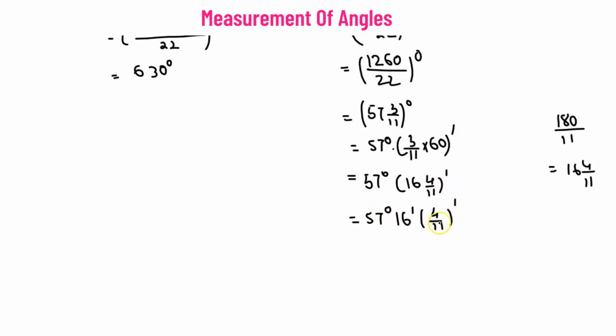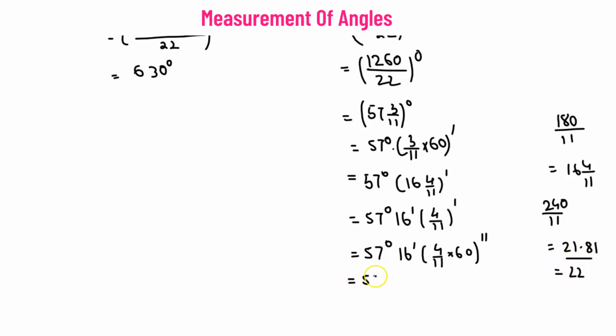Now we also want to convert the fraction 4 over 11 to seconds. All we have to do is multiply 4 over 11 with 60, and this will convert the minutes into seconds. Now we have 60 times 4, that's 240 over 11, and that will be equal to 21.81. So we'll take the whole number which is closest to 21.81, so that will be 22. So we'll consider 57 degrees, 16 minutes and 22 seconds. So this is going to be the value of 1 radian.